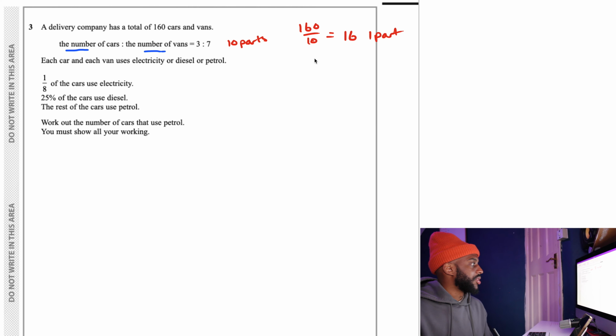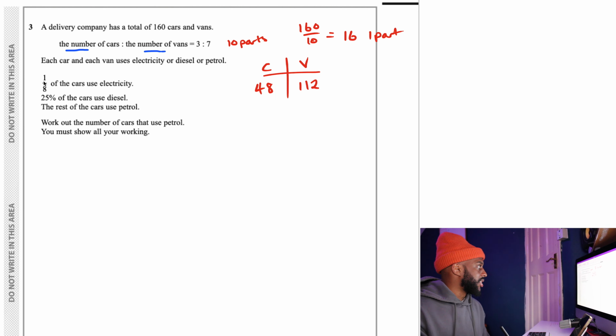So one part is equal to 16. So we know, if I draw a little table here, cars and vans, altogether there are 3 times 16 cars, which are 48. And then the rest are going to be vans. So 7 times 16, that's going to give us 112.